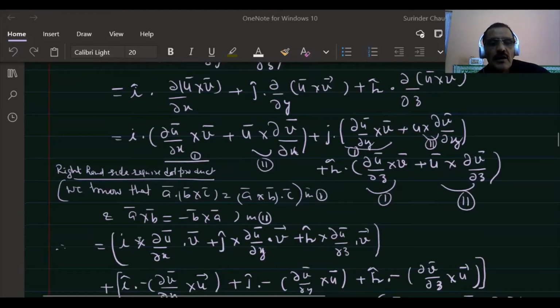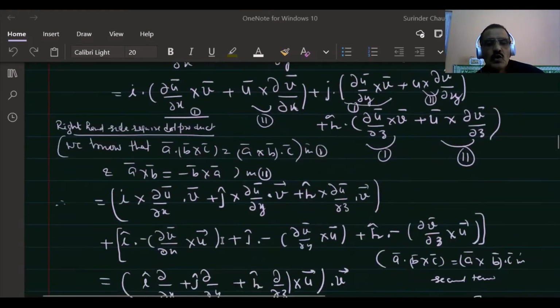We get iota cross the derivative of u with respect to x, and cross and dot interchange. The property of the scalar product remains the same. In this term also, j cross the derivative of u with respect to y dot v vector, and in this term k cross the derivative of u with respect to z dot v vector. And for the other terms, we will apply the cross product property: a cross b is equal to minus b cross a, and then multiply again.